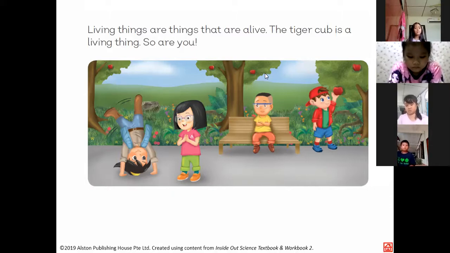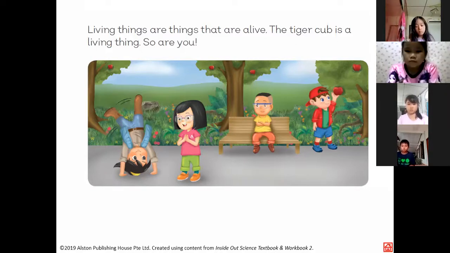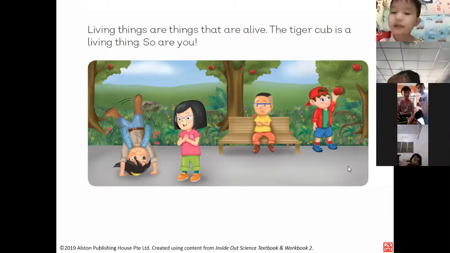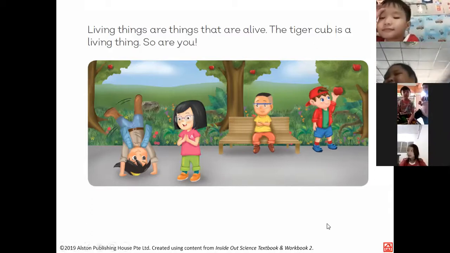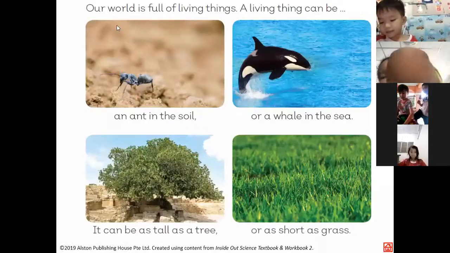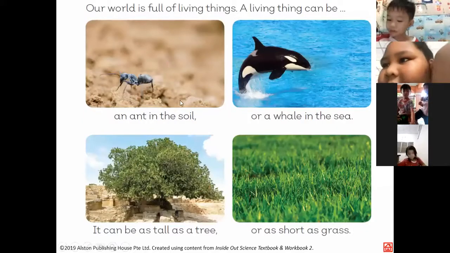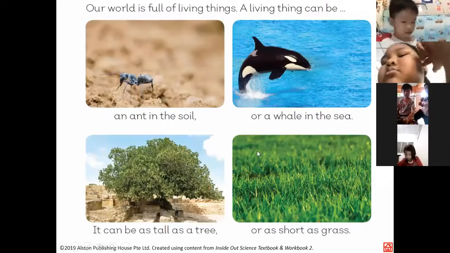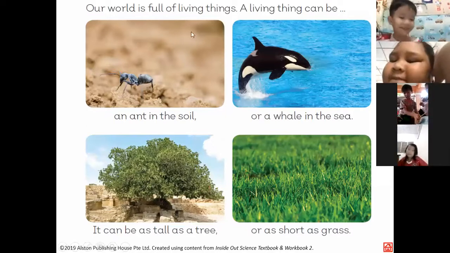Okay, class, listen. Animals are living things, okay? Dog, cat, tiger, lion, zebra, those are living things. Now, turn your book to page number 3. So these are examples of living things.